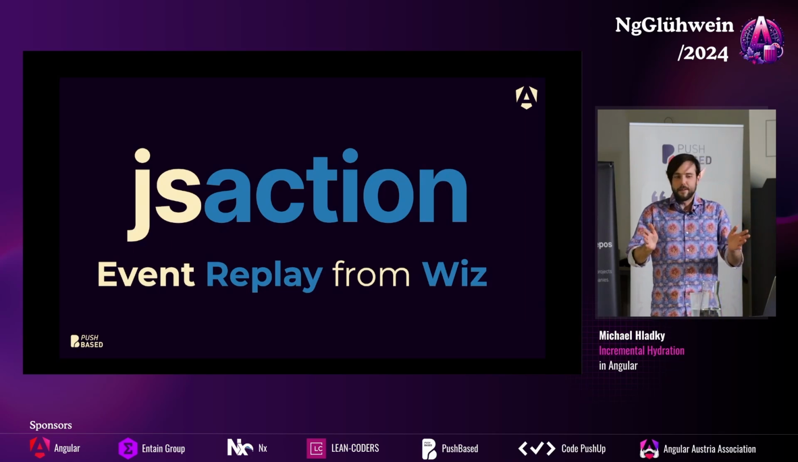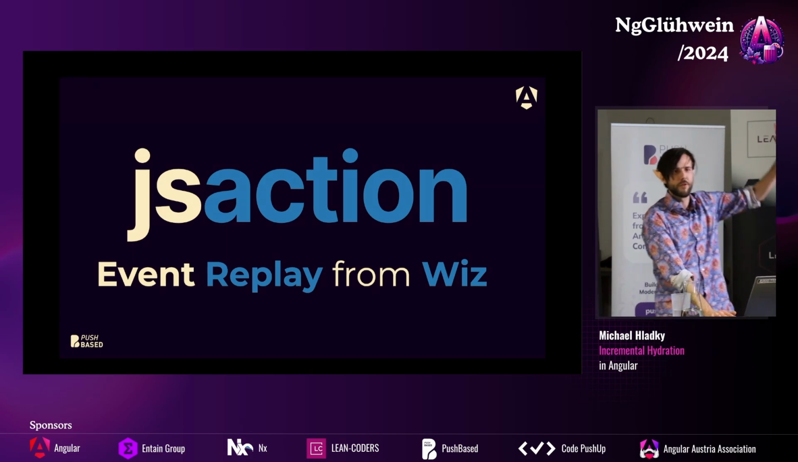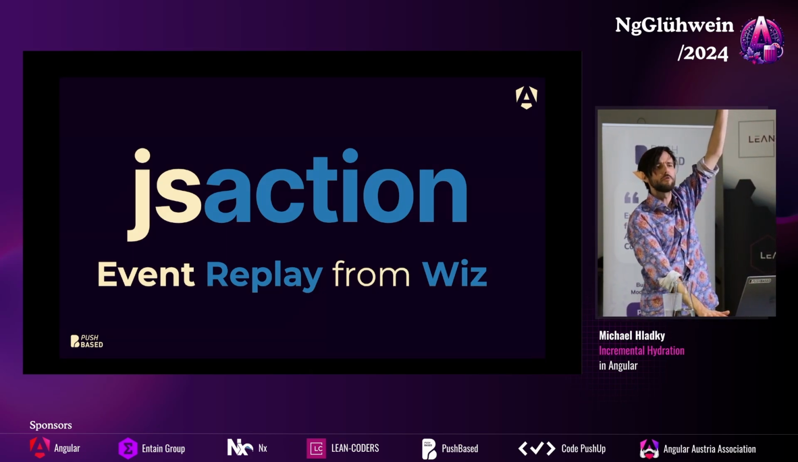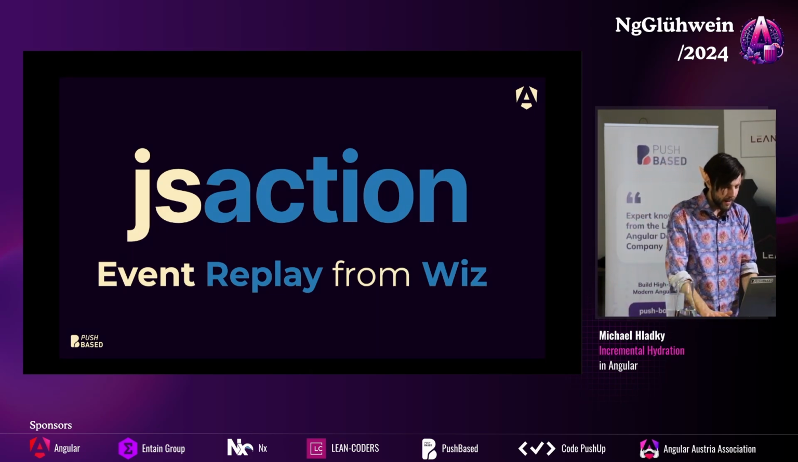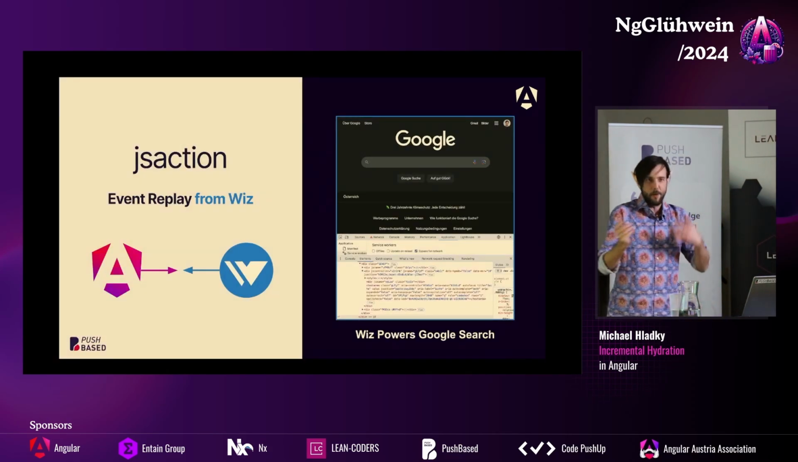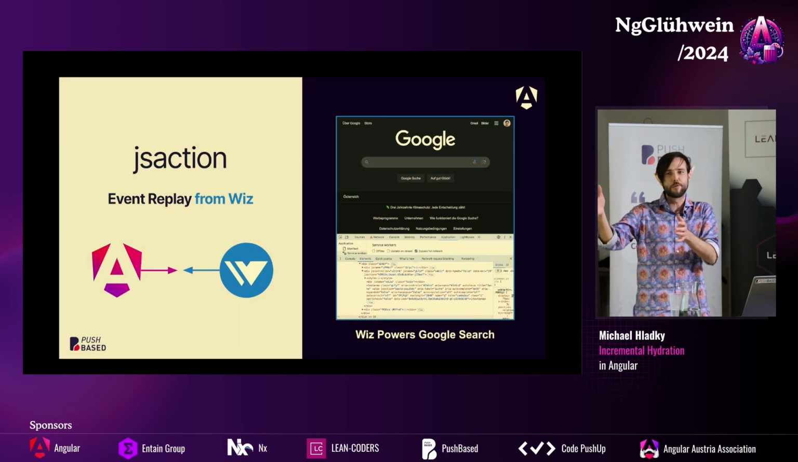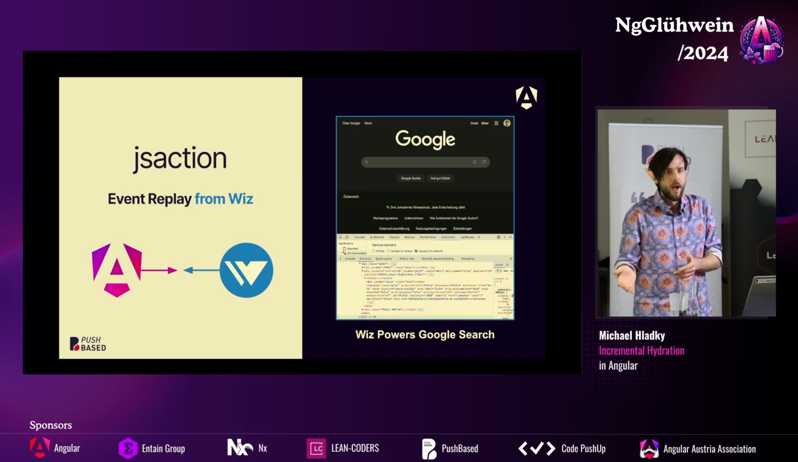Let's try it in a different way. How many of you ever used Google Search? Everyone. Okay, let me tell you how JS Action comes into play. It's a small helper lib from a framework that no one knows. Inside of Google, there's a framework that's called Wiz.